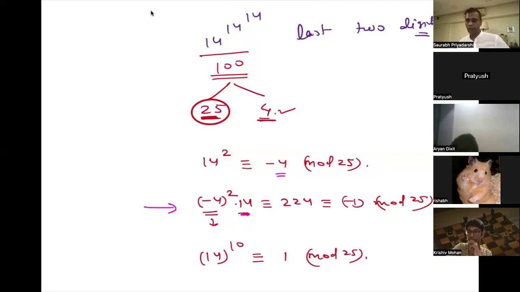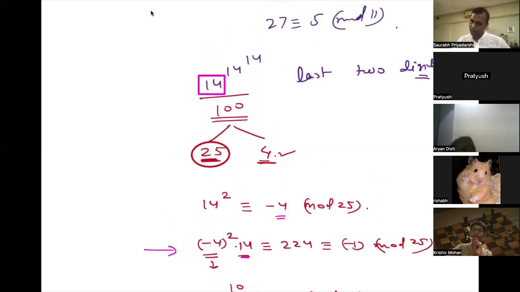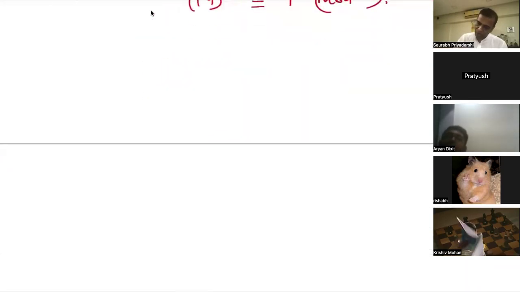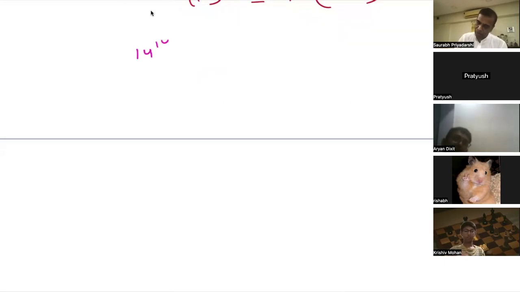Is this okay? For this 14, the power we require is 10, and if I'm getting a multiple of 10 on this, then my work will be done, right? So now I have to concentrate on this. I have to make this as 10. Now I have to work for 14 to the power 14 mod 10. What number will I get from this? This is the question only, na?